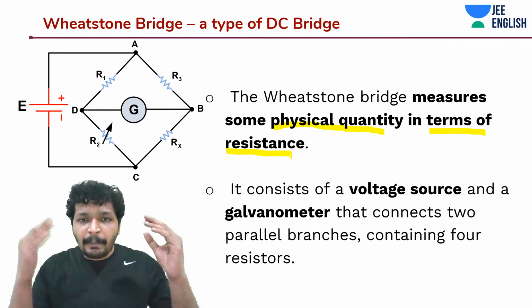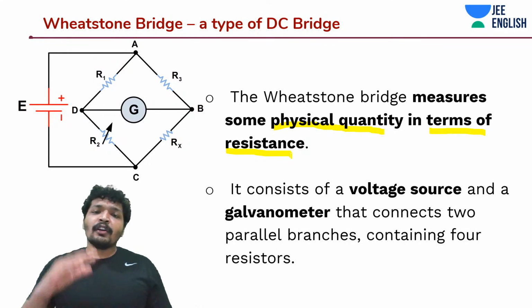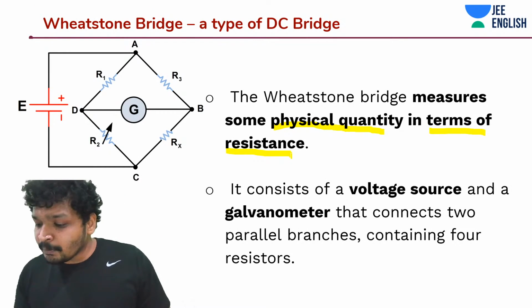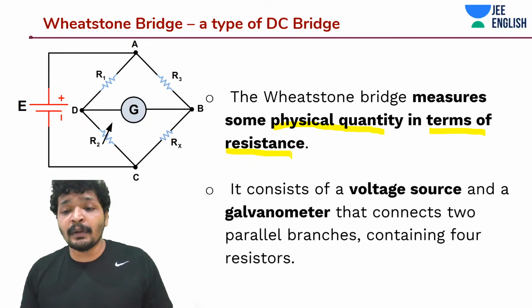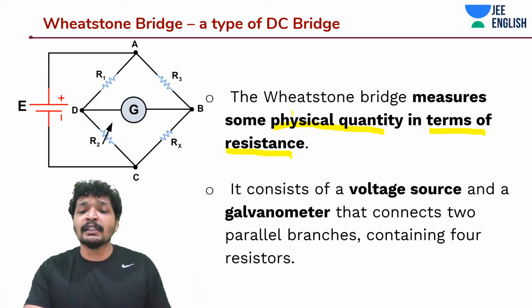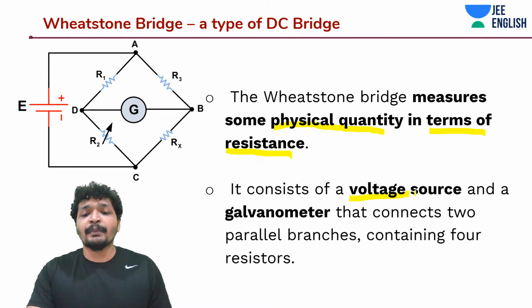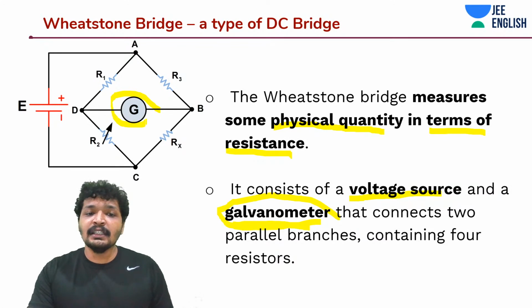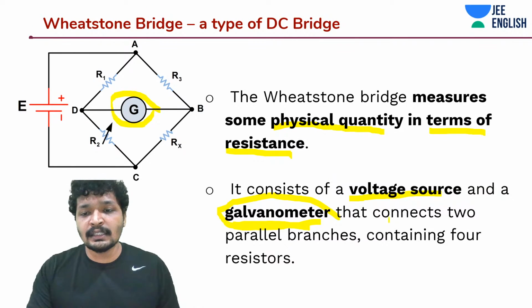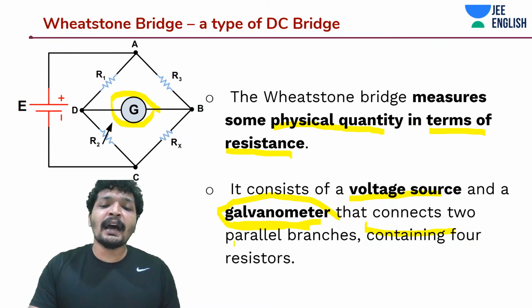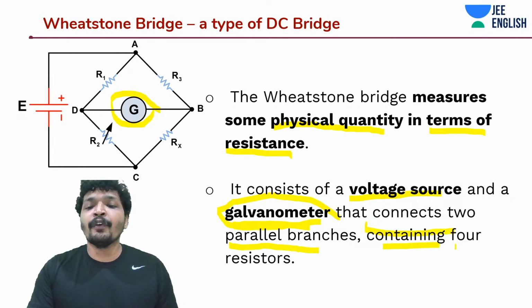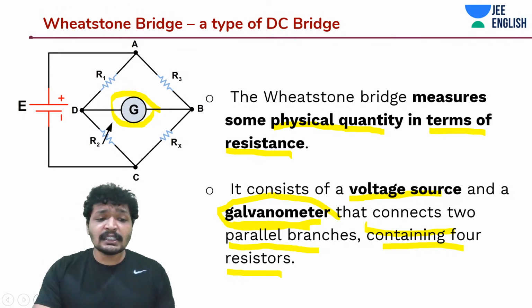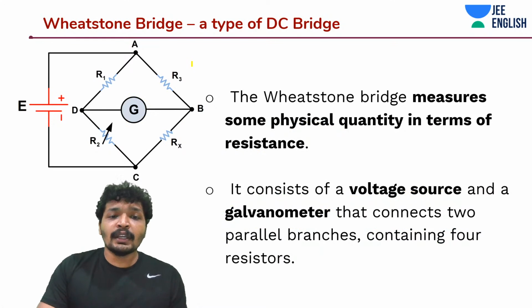Talking practically, not from just the circuit point of view or the examination point of view, a Wheatstone bridge has many important components. One is the voltage source, the other is the galvanometer. This galvanometer connects and measures the electrical results between the two parallel branches containing 4 resistors. There are 4 resistors in a Wheatstone bridge.